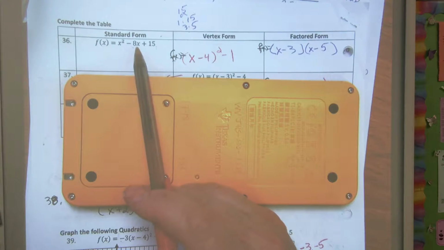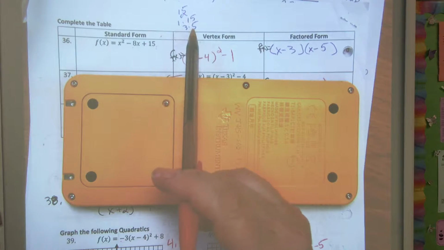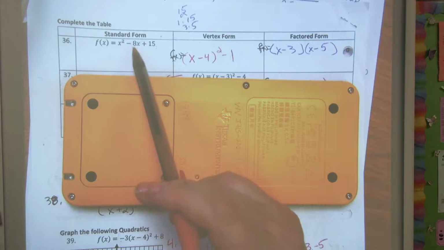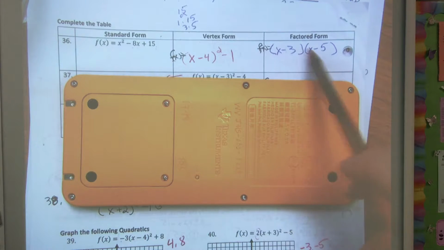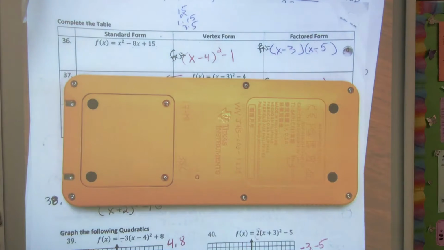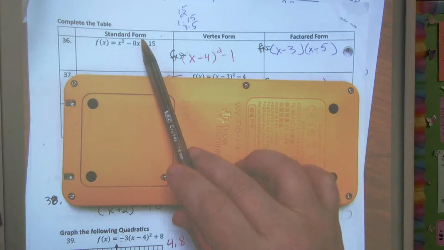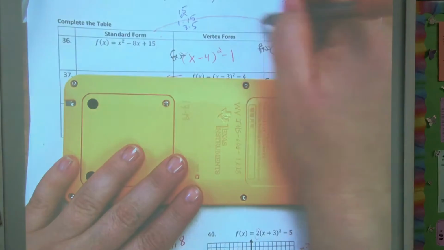Standard form, I can factor. I found factors of 15, 1 and 15, 3 and 5. 3 and 5 work to give me 8. And if I make them both negative, that gives me my -8. Multiply them, that gives me a +15. So I'm able to get the factored form from the standard form.